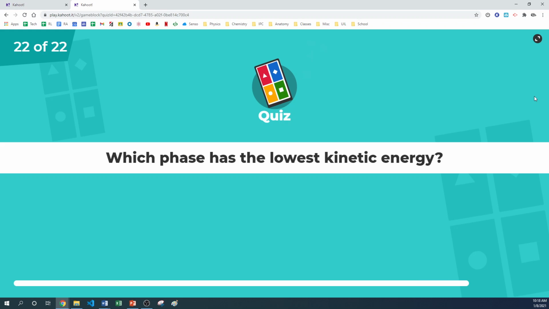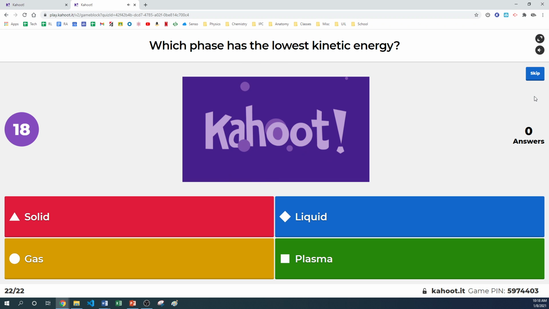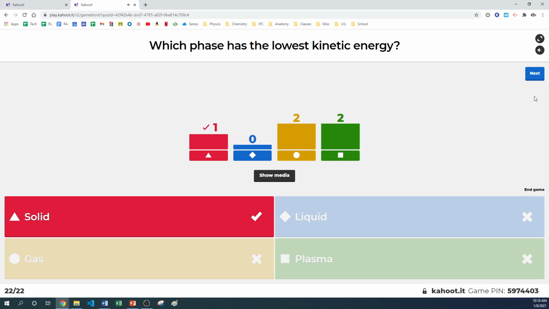Which phase has the lowest kinetic energy? Oh, I got that one wrong. So temperature is the measure of average kinetic energy, how fast the molecules are vibrating and moving around. When you're a solid, you have the lowest kinetic energy.